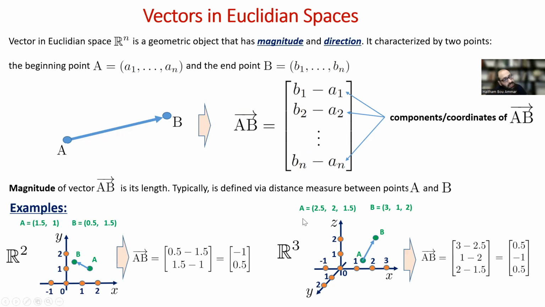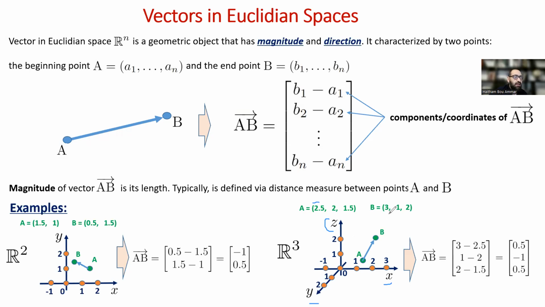Imagine I have a point A. I want to define a vector between point A, which has coordinates 2.5, 2, and 1.5, and point B, which has coordinates 3, 1, 2. So if we draw those, this is my first coordinate axis X, my second coordinate axis Y, and my third coordinate axis Z. If I have A as 2.5, 2, 1.5, then to localize this point A, I need to move 2.5 on the x-axis, 2 on the y-axis, and 1.5 on the z-axis.